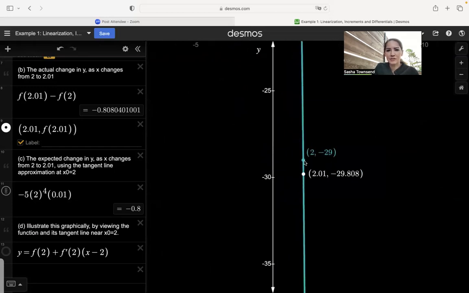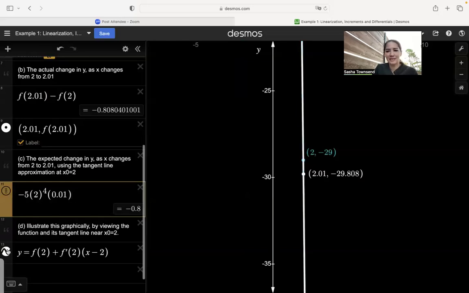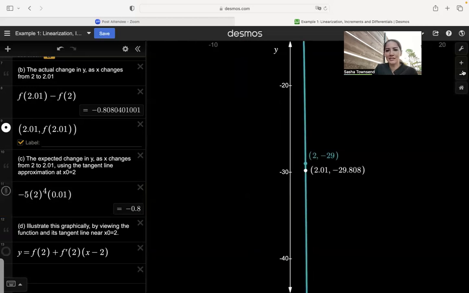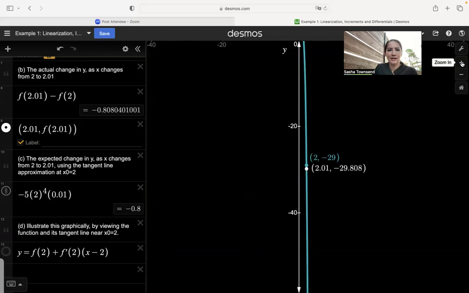So we see that the difference between those two y values is -0.808, but using the tangent line approximation, the difference is -0.8. It's kind of difficult to see given that tangent line. It might be easier to illustrate this using a larger step size and maybe a different base point where the graph isn't so steep.